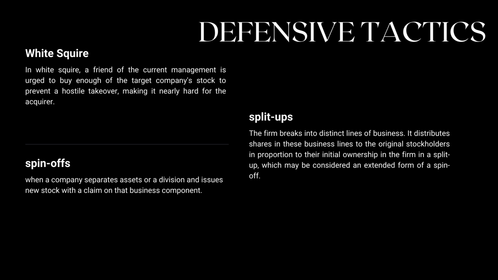Finally is split-ups. The firm breaks into distinct lines of business. It distributes shares in this business line to the original stockholders in proportion to their initial ownership in the firm in a split-up, which may be considered an extended form of a spin-off. A split-up is similar to a spin-off in that it produces new shares in an undervalued business line. However, current stockholders are offered the opportunity to exchange their parent company stock for these new shares, changing the proportionate ownership in the new structure and making acquisition harder.